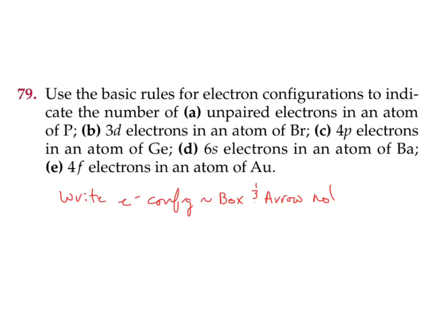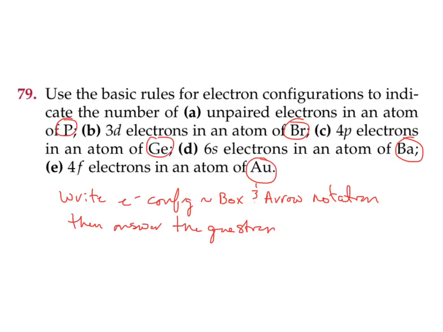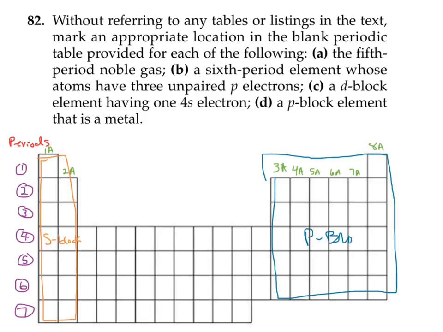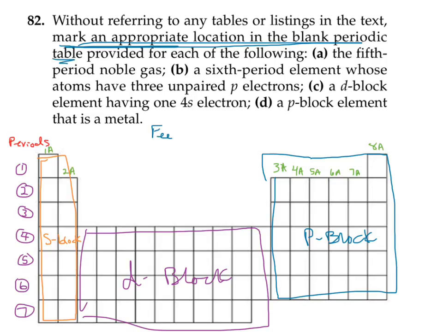All right. So 79, write electron configurations. I would suggest the box and arrow to go ahead and answer these. We talked about unpaired electrons, Hund's rule. So I think that's probably how you're going to have to do this. I printed these off for you too. They're on the printer there, outside. Anyway, without looking at the periodic table, answer these questions based upon what we talked about, chunking up the periodic table.